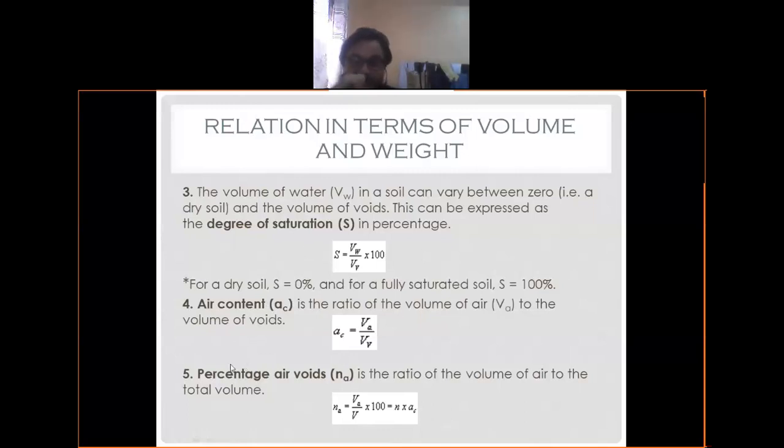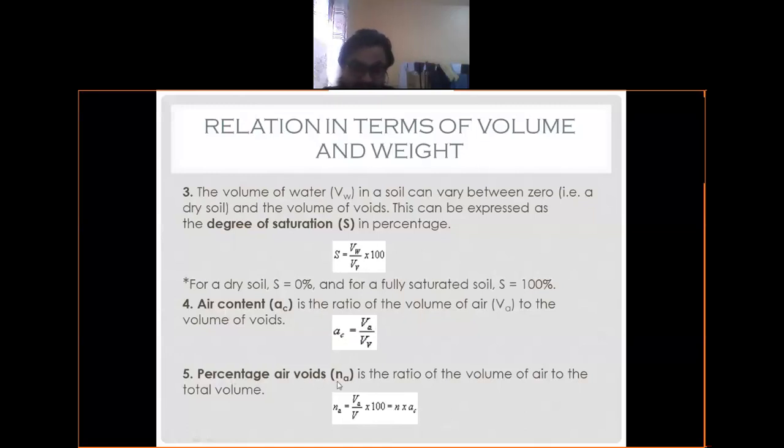Next, come to the 4 and 5. I think it will be similar. Air content and percentage air void. Air content is denoted by AC, small a c. It is the ratio of volume of air to the volume of void. It's simple, I think I don't need to explain this. So the mathematical representation is what? AC is equal to Va by Vv, that is volume of air by volume of void. How much air is present in the void, that represents air content.